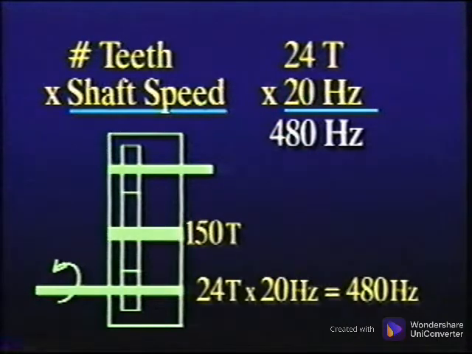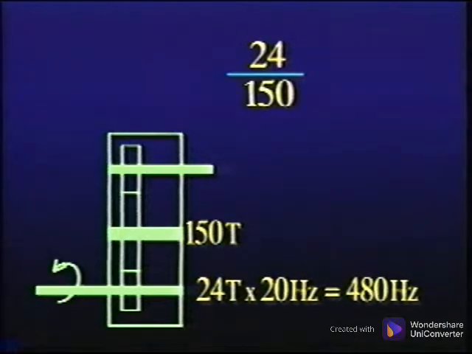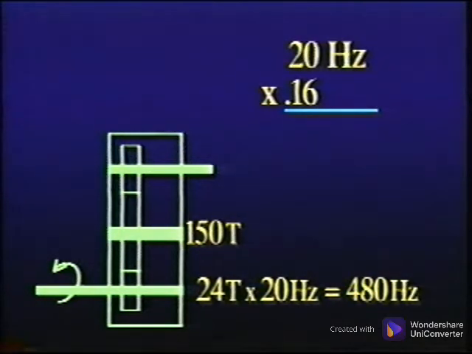The mating gear is 150 teeth, and its shaft speed is the ratio of the 2 gears. Simply divide the teeth of the first shaft by the teeth of the second shaft to obtain the ratio. This yields 0.16. Now multiply the input shaft speed by 0.16 to obtain this shaft speed. So 20 hertz times 0.16 equals 3.2 hertz. This is the shaft speed.